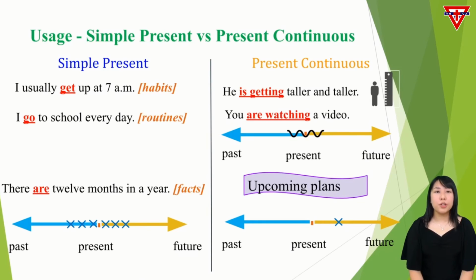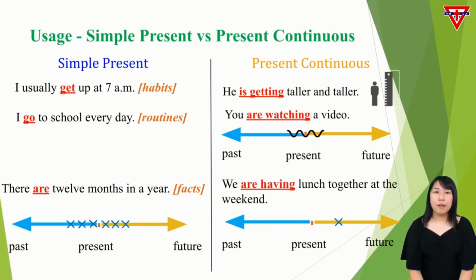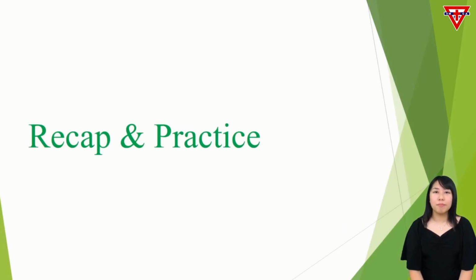And number 3, which is a little bit special, is talking about future plans. When we have planned something in the future and it is very likely to happen soon, we can use the present continuous tense. For example, we are having lunch at the weekend. That means we have planned to have lunch at the weekend and it is very likely to happen.